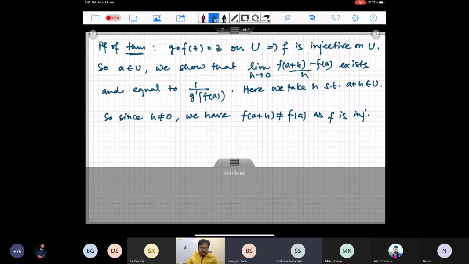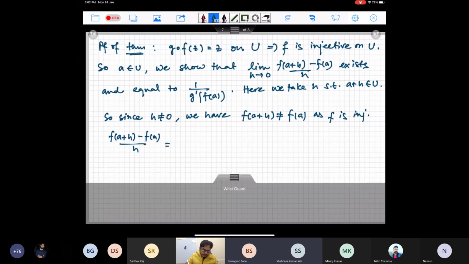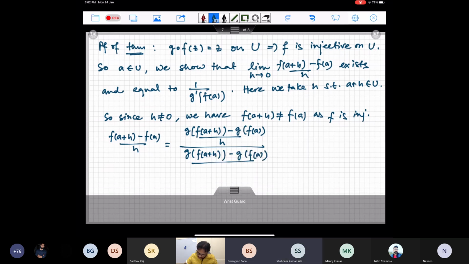What I am going to do is write down this ratio, f of a plus h minus f of a divided by h, in a different way. I want to write this as g of f of a plus h minus g of f of a divided by h on the numerator. In the denominator, I have g of f of a plus h minus g of f of a, and then in the denominator I put f of a plus h minus f of a. Will you agree to this if I write like that?